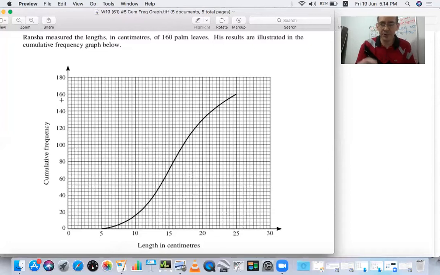160 is the number you're working with, not the 180, so please be careful of that. Some students take 10% of 180 and they end up with the wrong answer. So 10% of 160 is 16. 16 from the 160 then is 144.